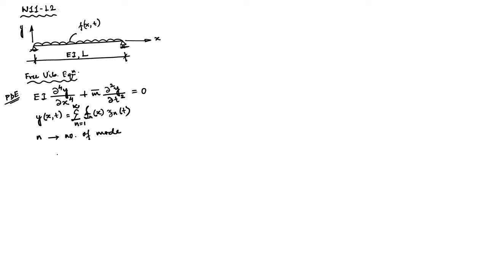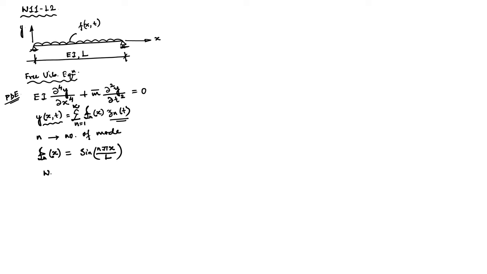And then what we did, we derived the expression for phi n of x from the boundary conditions, right? And for a simply supported beam, if you recall, the expression for phi n of x is sin n pi x by l, right? And we also applied initial conditions to solve this z n of t, right? And then once we solve z n of t, that is the modal solution, then we can find out the response of the beam, which is y of x, t. So, we can easily find out y of x, t.